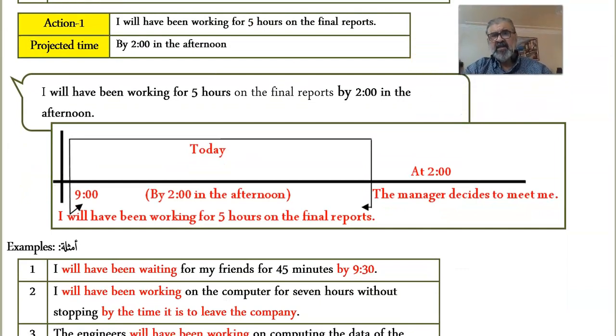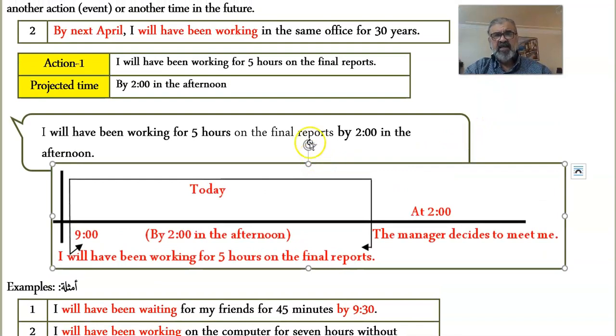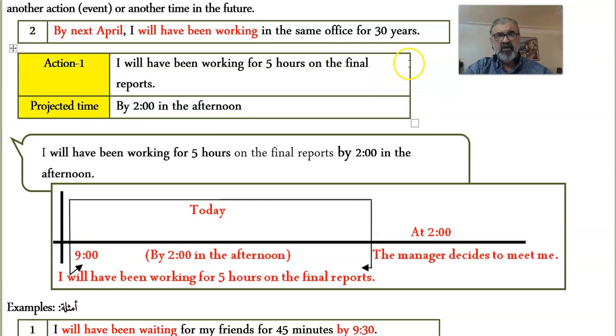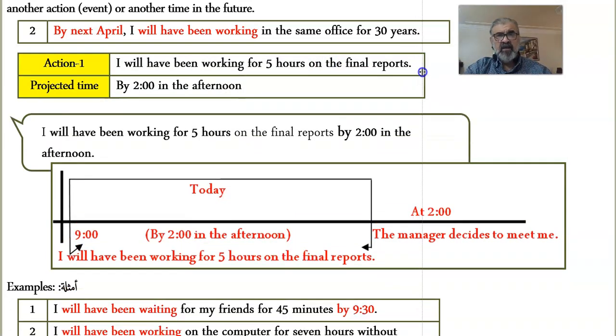Another example. Let's say that the manager wants to meet with you and he asked you to work on the final reports, and you say the following: I will have been working on the final reports for 5 hours, okay, by 2 o'clock in the afternoon. So again, I'm going to ask you a very simple question. What time is it right now? By 2 o'clock, so it should be 9.